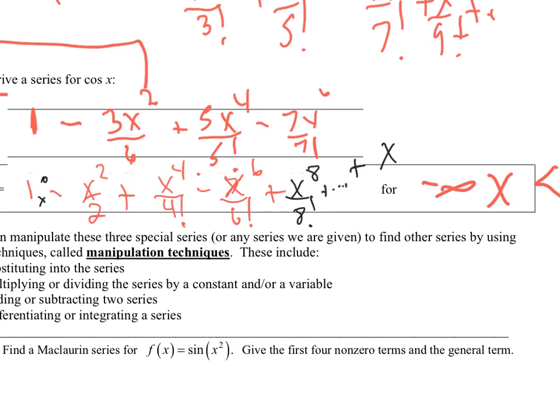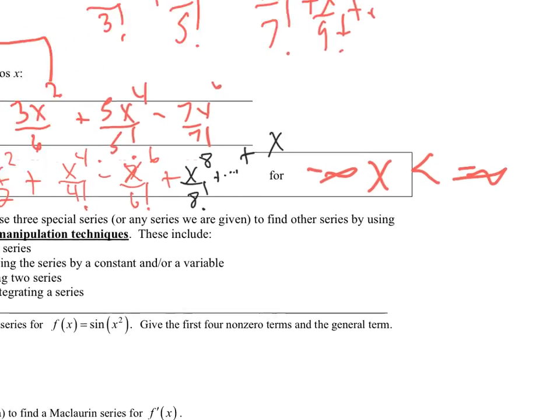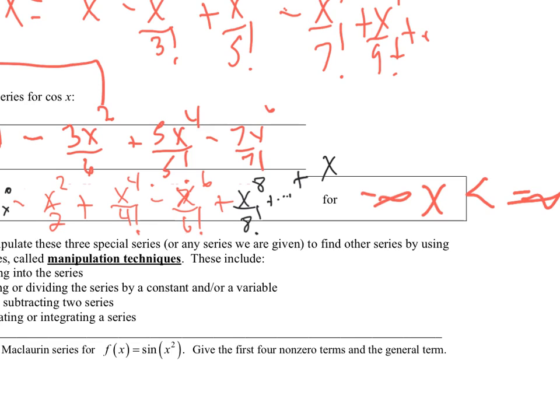Looking at my powers, how do I get an even power every time? That would be an x to the 2n. And I should have done this at the top too. I think I made a mistake up there. I should have put 2n plus 1. That always gives me, no matter what n is, it's always going to be, let's see, I wanted odd, didn't I?